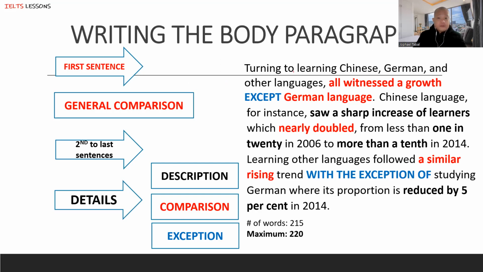Here's the example body paragraph 2 for the advanced level. Even in your overview, there is an exception. So, for example, turning to learning Chinese, German, and other languages, all witnessed growth except German. Chinese, for instance, saw a sharp increase of learners, which nearly doubled from 10 percent to 20 percent in 2006. So we use more synonyms, not more, but an appropriate number of synonyms, such as more than a tenth. And then we have your exception: with the exception of studying German, where its proportion is reduced by 5% in 2014.